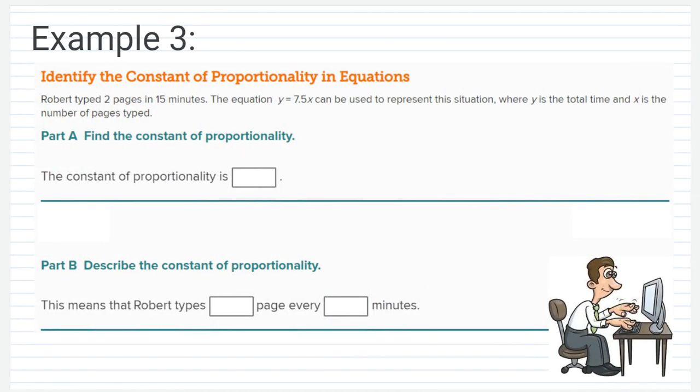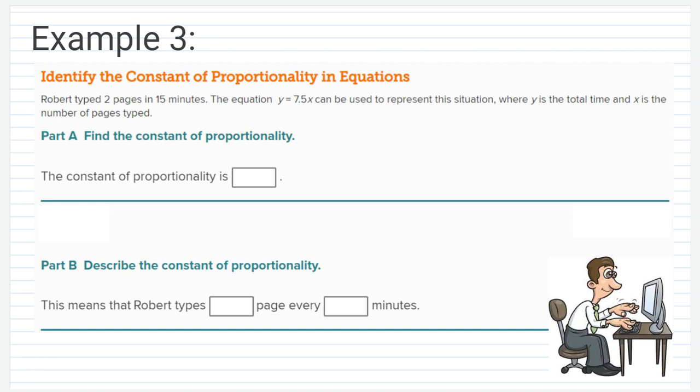All right, so we're going to do one more of these, and then I'm going to do a part 2 for this video where I'll go into specifics on how to actually write the equation and then use the equations of proportional relationships. So last example for this video, again, we're going to identify the constant of proportionality.